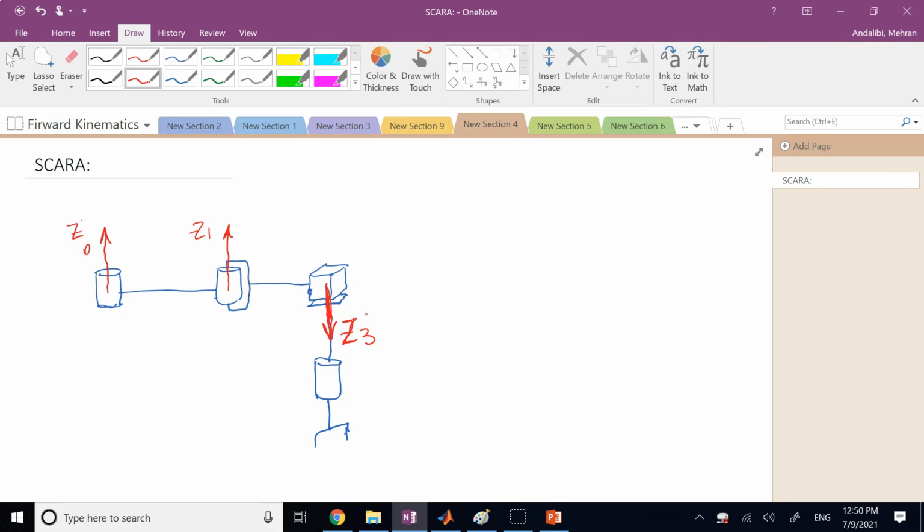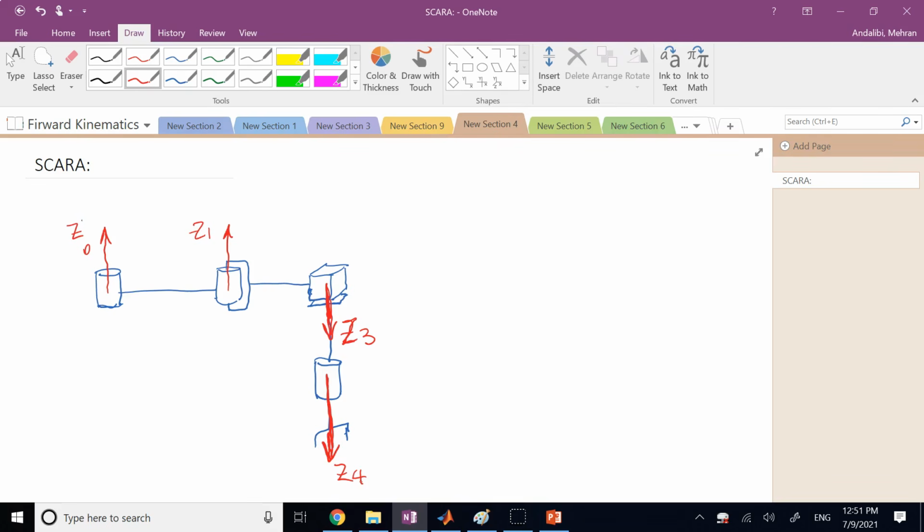And then this one also is going to rotate about this vertical axis. And again, it is up to me how to set it up here. And so here I set it up like this, the same as Z3. So these are my Z's, right? The actuation axes.